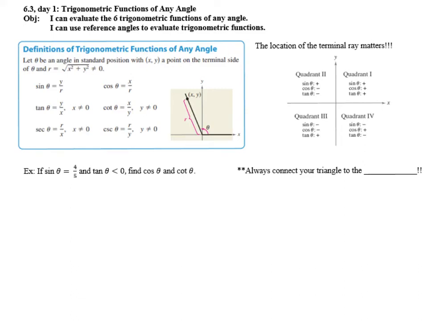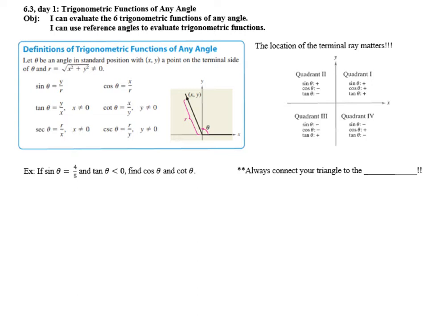All right, here's 6-3, day one. We're still focused on angles. Specifically, though, what we want to get into here is how do we look at sine, cosine, and tangent values for angles that are not inside of a right triangle, okay?